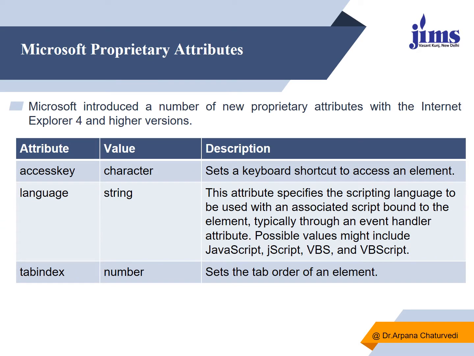Microsoft proprietary attributes are the following, like accesskey, the value is a character. It sets a keyboard shortcut to access an element if you want to give one. Language, the value is a string. This attribute specifies the scripting language you are using to write or design a web page. Typically it is used as an event handler. Possible values can be JavaScript, JScript, VBScript, etc. You can give tabindex also. The value is a number. It sets the tab order of an element you want.